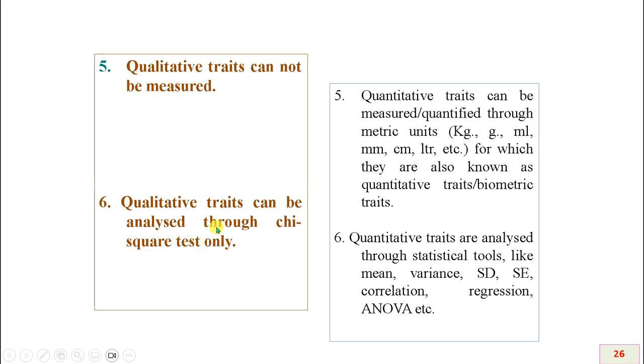So the qualitative traits can be measured only through the chi-square test. In statistics, that is the only test by which we can measure quality, meaning the color, etc. Or else we cannot say that it is so many percent color. Whereas quantitative traits are very well analyzed through several statistical tools like GraphPad Prism, SAS, SPSS, etc., with mean, variation, standard deviation, standard error of mean, correlation, regression, and analysis of variance. All these things can be applicable especially in case of quantitative traits.